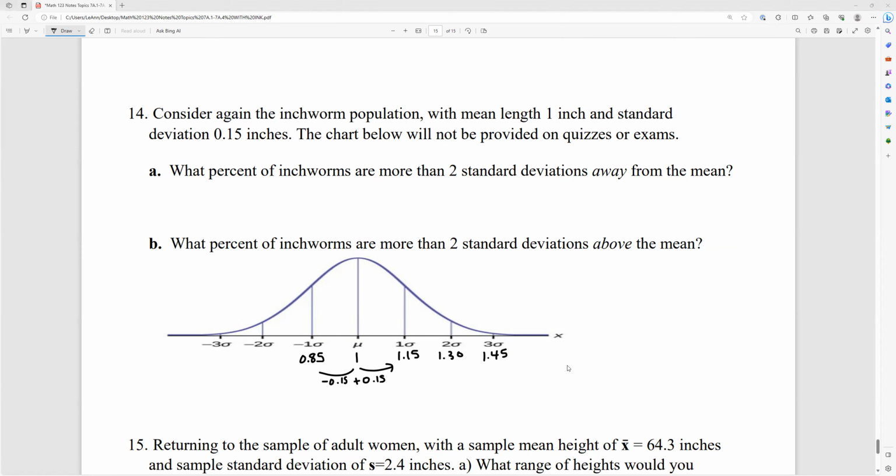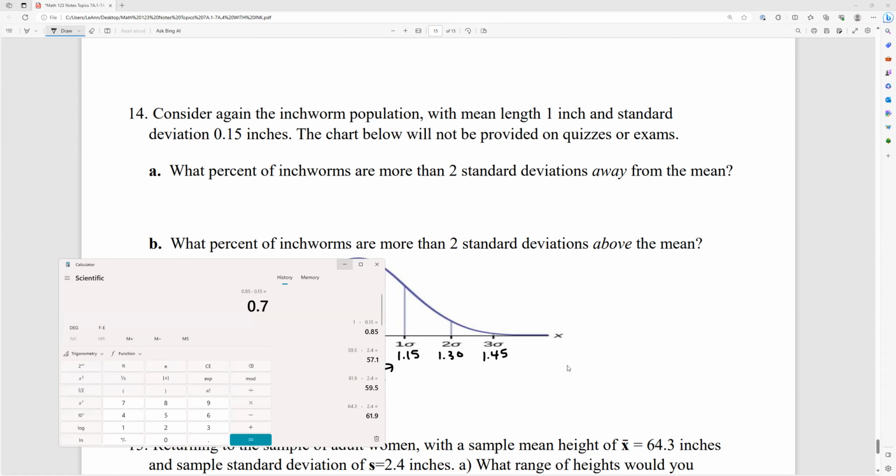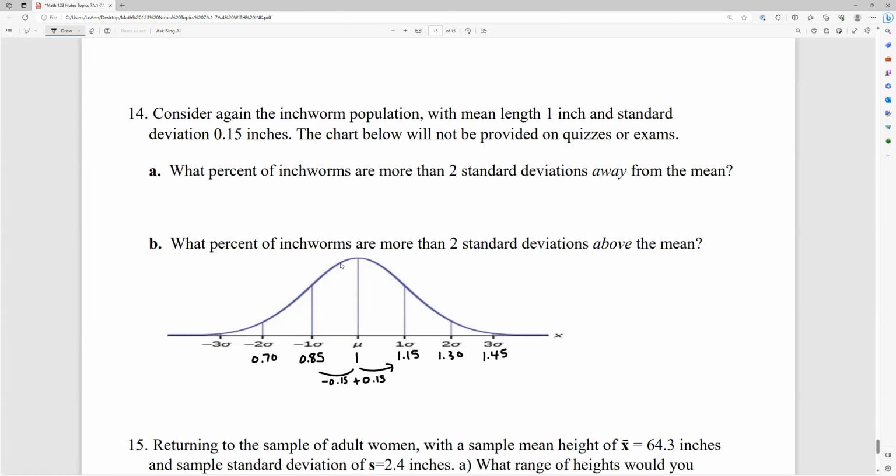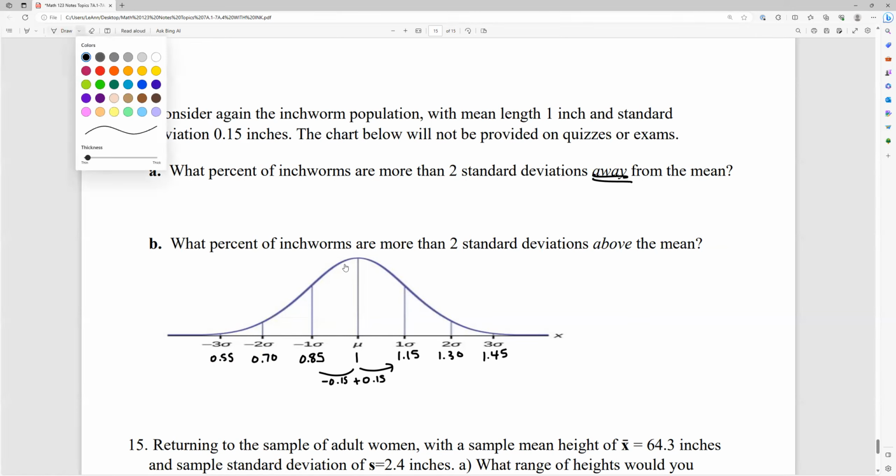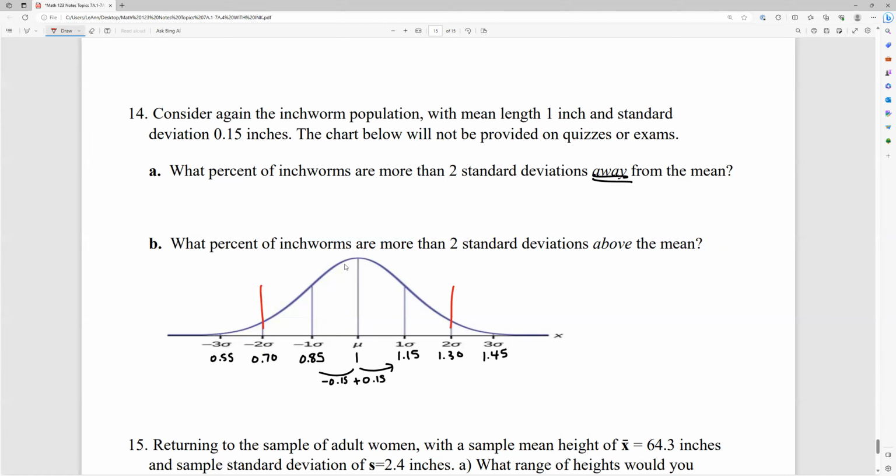One more time, if we subtract that 0.15 again, we get 0.7. And if we subtract that again, we get 0.55. Okay, so there's all my values at the bottom. What percent of inchworms are more than 2 standard deviations away from the mean? So let's make sure we understand what that means. Within or between means from the -2 to 2. So the -2 to 2, this is within.